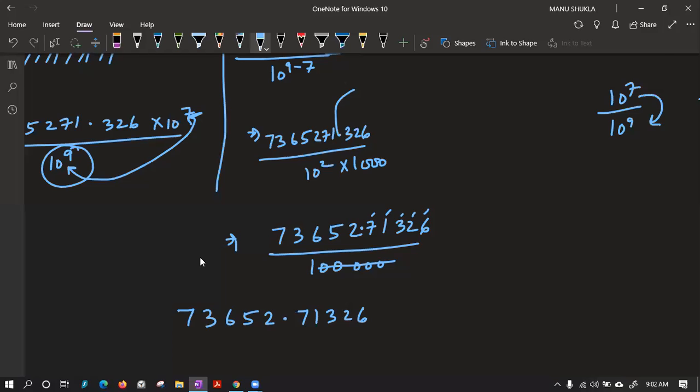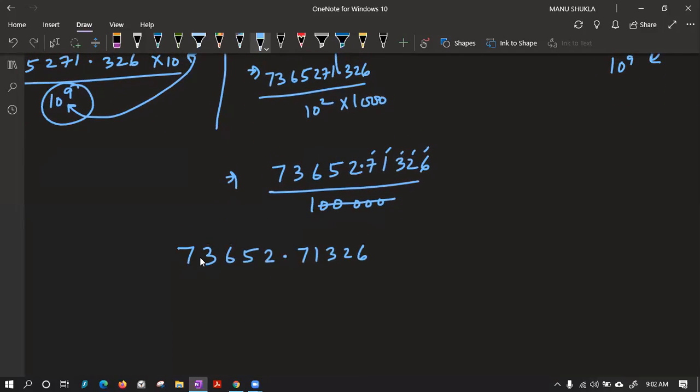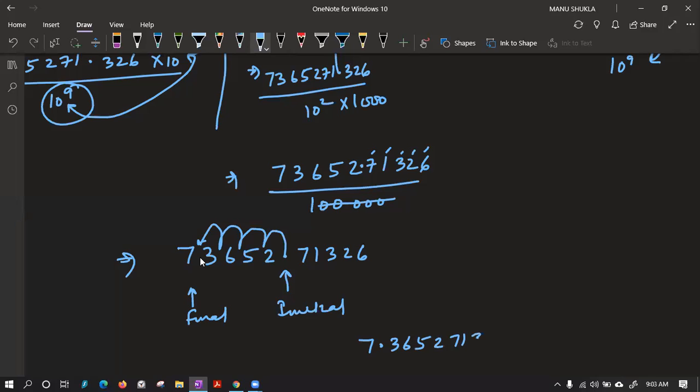I think I gave a little bit of a tough question. That was not required. Okay. Now tell me, we have this initial position, and finally we want to reach here, the final position. Tell me, how will we reach over here? We will have to go towards the left side. So first jump, second jump, third jump, and fourth jump. The answer is 7.365271326 into 10 to the power.